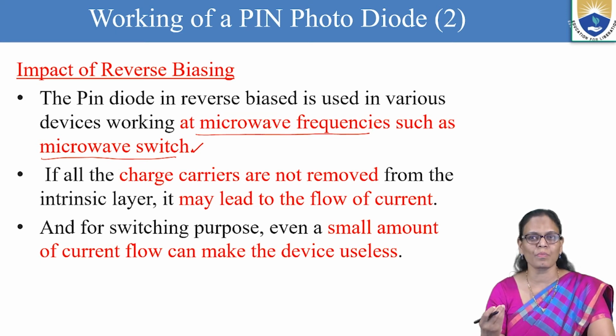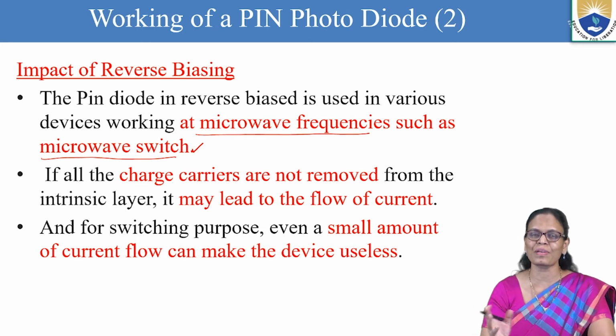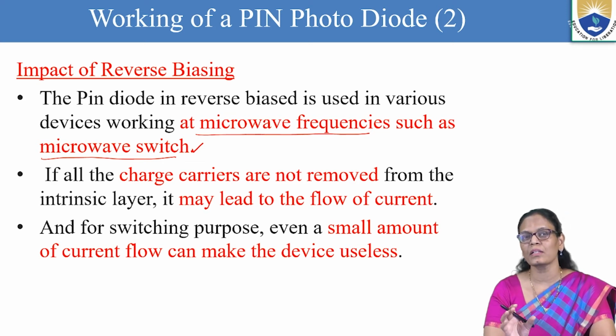And if there is a small current that is left, then we cannot use it as a switch. Switch means it should be either in the off position or on position. Off means no current and on means the current flows. So here, if at all there is a small current that is flowing due to the left out charge carriers, then it cannot act as a switch and the device becomes useless. So we need to make sure that all the charges are swept out. That is why that swept out voltage is very important.